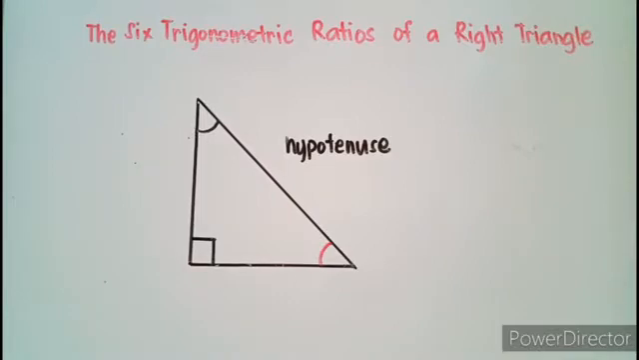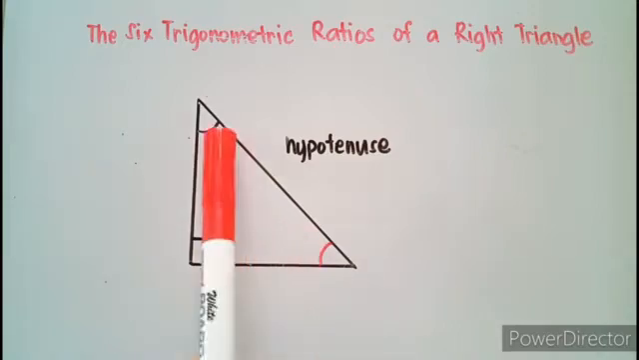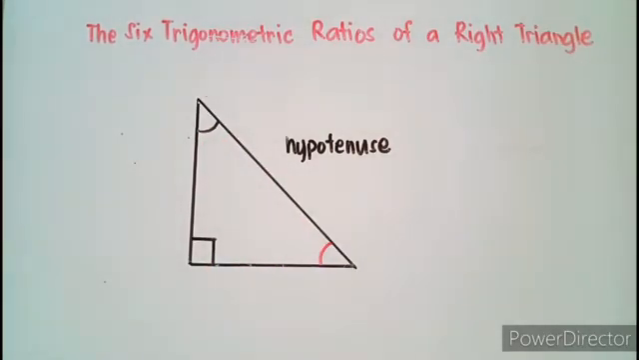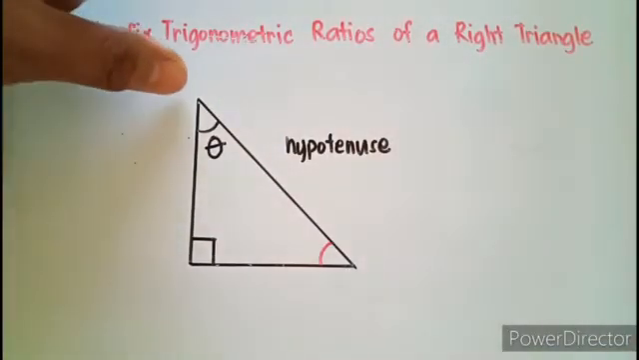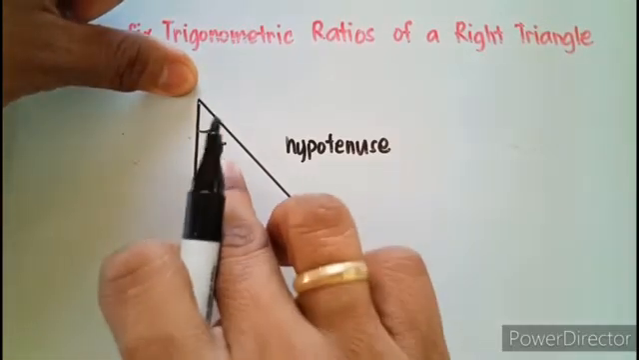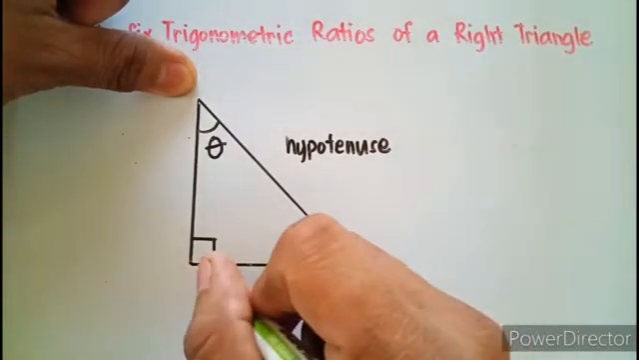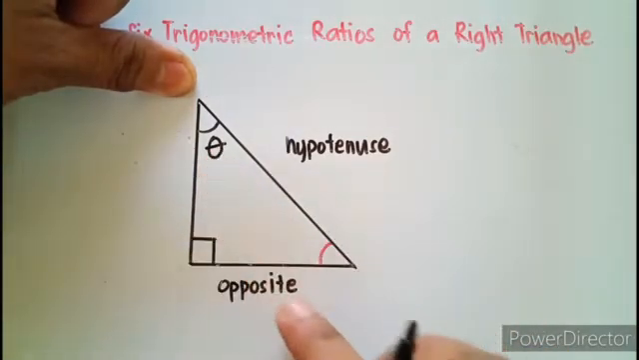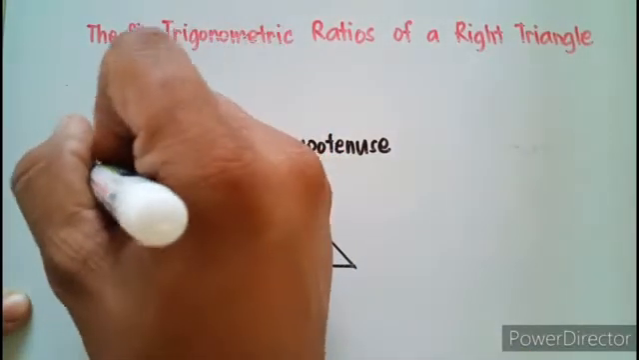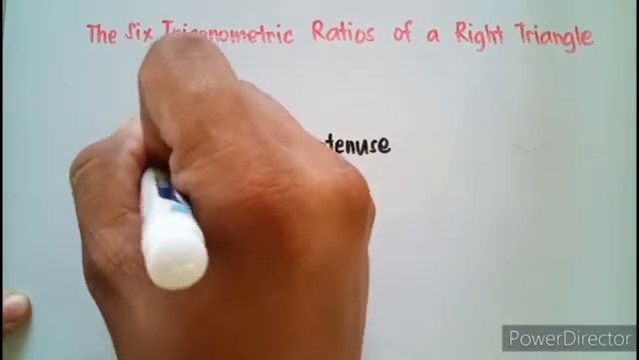Aside from that, we have to identify which of these sides is the opposite side and which is the adjacent side. It varies with your reference angle. Where do we see our reference angle? It is in these two acute angles. Let's name the first acute angle theta. You are going to look at this reference angle. Using this theta, your opposite side will be this one. That is the opposite of your theta. Then this side is the adjacent of your theta.